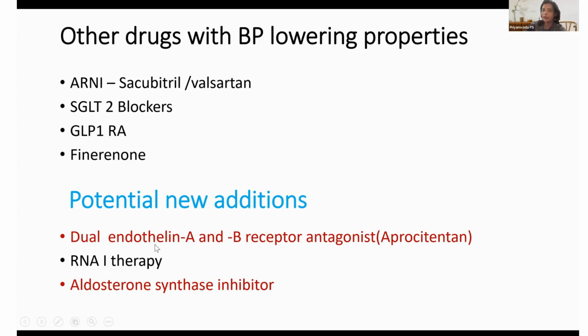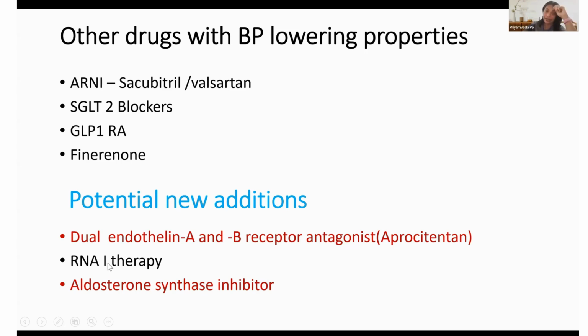There's a dual endothelin A and B receptor blocker. This has cleared the phase 3 trials, but is not yet approved. Then there is an aldosterone synthase inhibitor called Baxdrostat. Again, phase 3 trials are over.